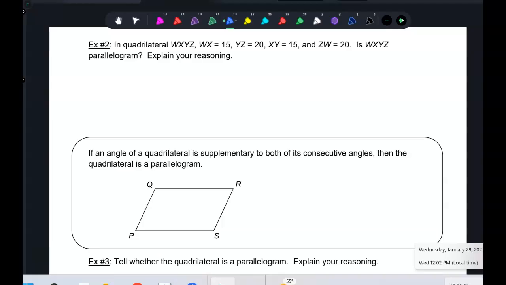Okay. In quadrilateral WXYZ, WX is 15, YZ is 20, XY is 15, WZ is 20. Is this a parallelogram? Okay, so you're just going to go with yes? I think maybe I'm going to draw a picture just to make sure. How can you envision this in your head? That's why we draw a picture. Now remember what I told you about labeling the angles? It doesn't matter where you start, but you have to go either clockwise or counterclockwise, right?